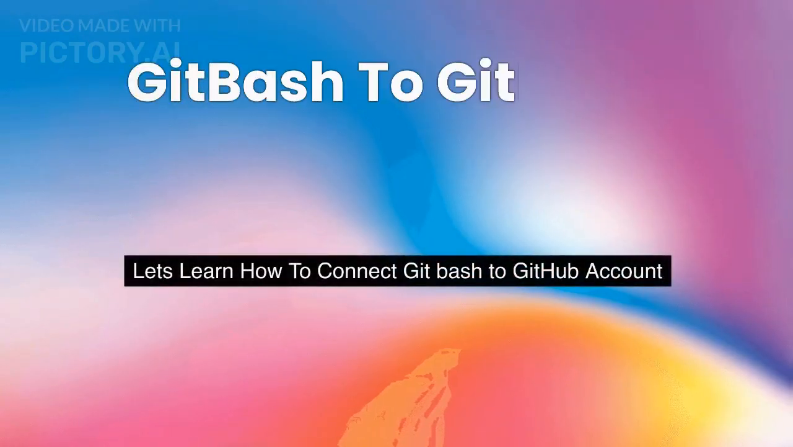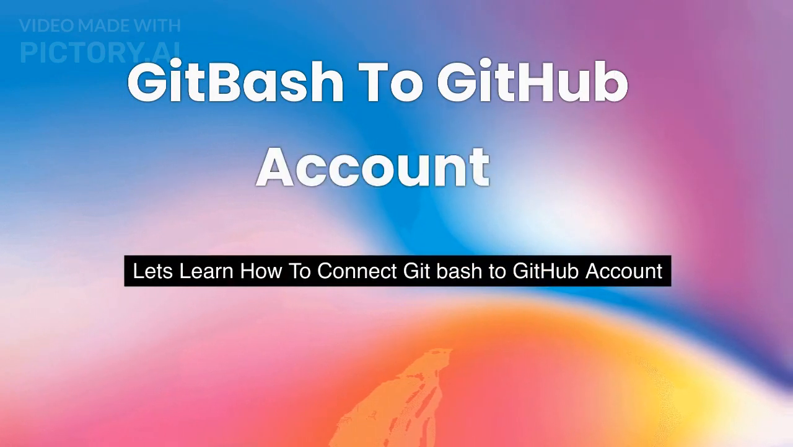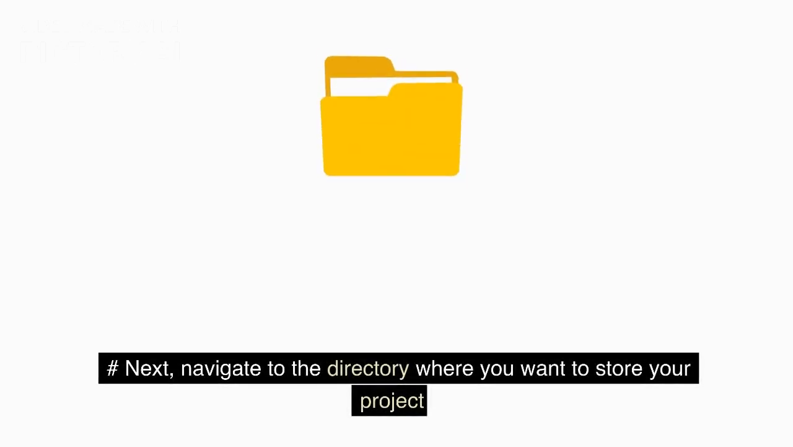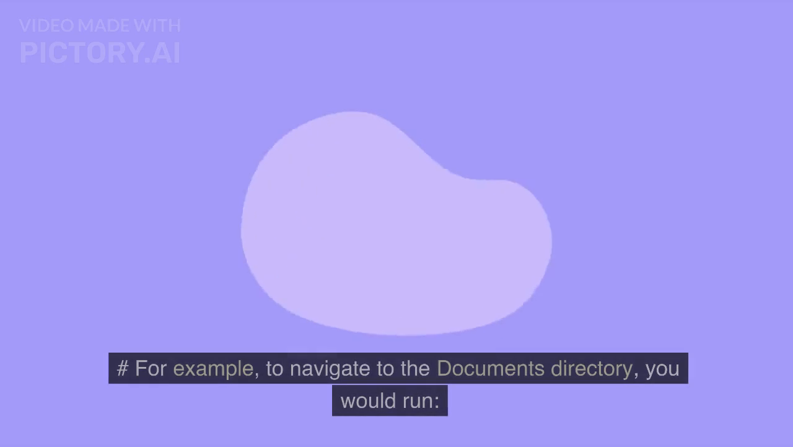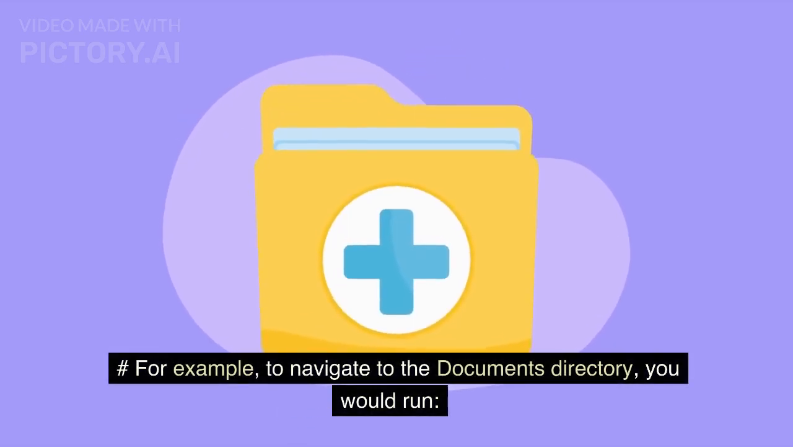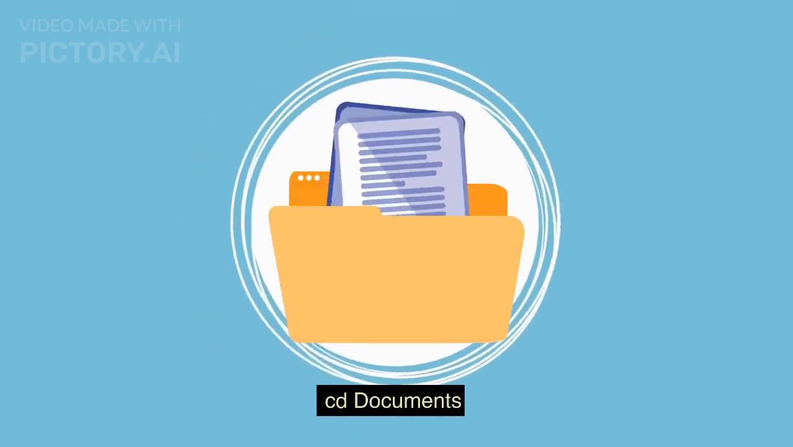Let's learn how to connect Git Bash to a GitHub account. First, open Git Bash. Next, navigate to the directory where you want to store your project. For example, to navigate to the documents directory, you would run cd documents.